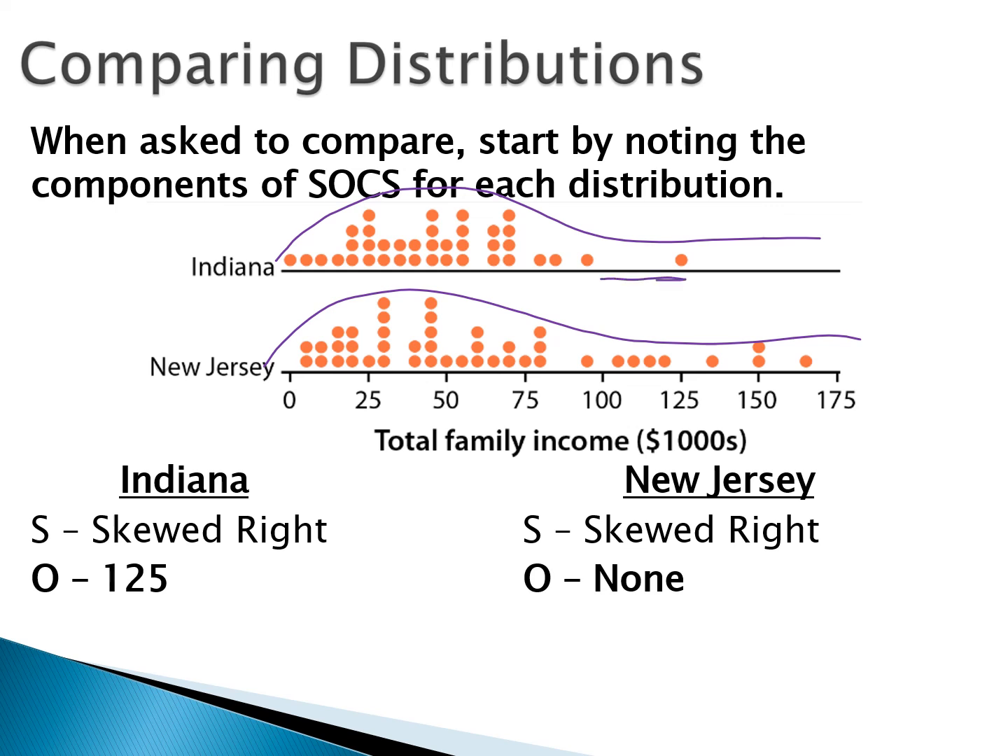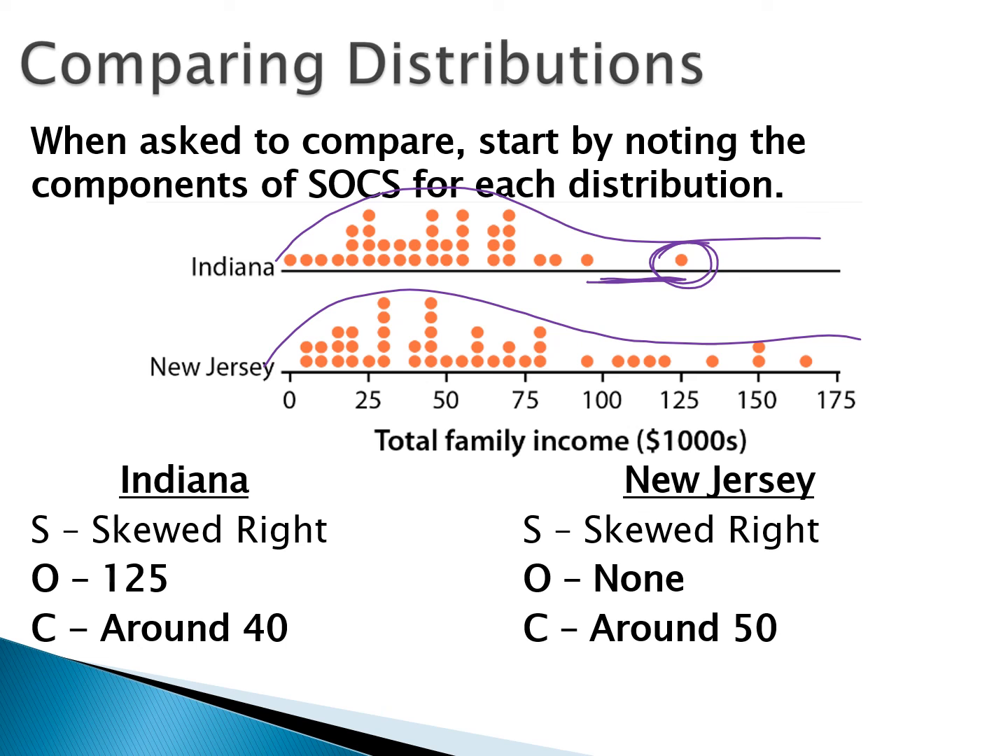Outliers, there's a big gap here. Okay, so I'm going to identify that 125 as an outlier. And I don't see a similar sized gap at all in New Jersey. So I'm just going to say none. Okay, again, eventually we'll talk about how to mathematically determine if something is an outlier or not. Right now, we're just looking at it and taking our best guess.